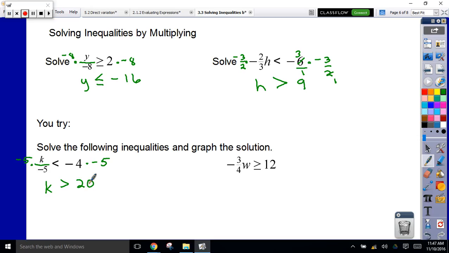And then some people had negative 20 here. Most of you did remember to reverse the sign this time, but some of you put negative 20. Remember the rule tells us if we multiply a negative number by a negative number, we get a positive answer. Okay, Cheyenne, what does the graph of that look like?